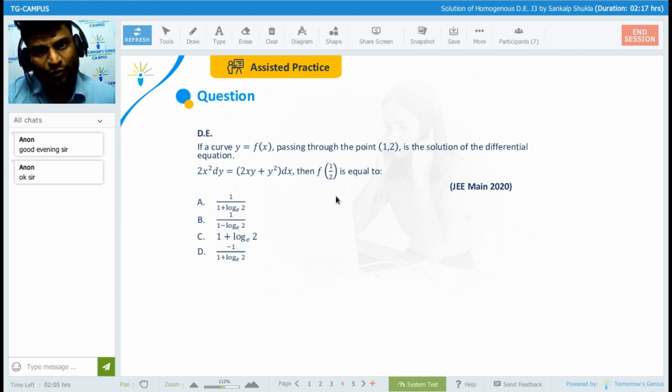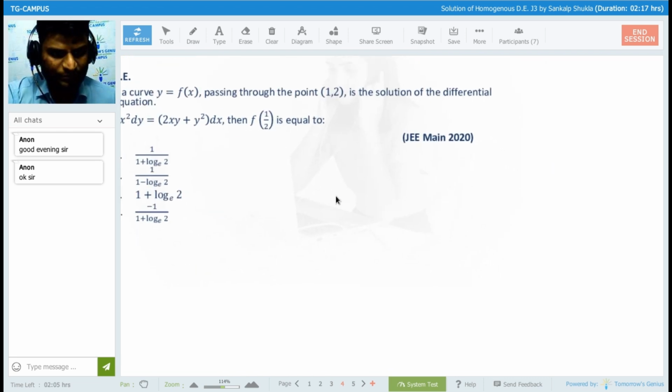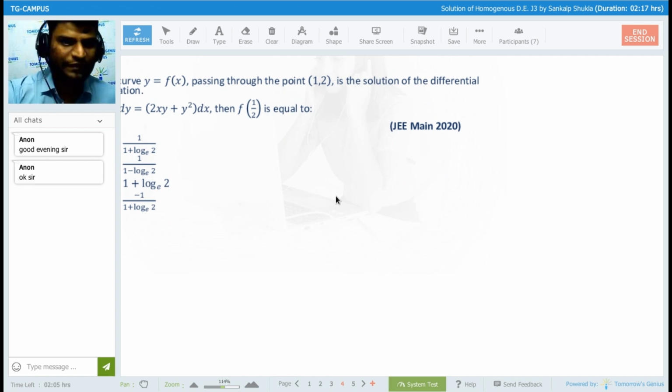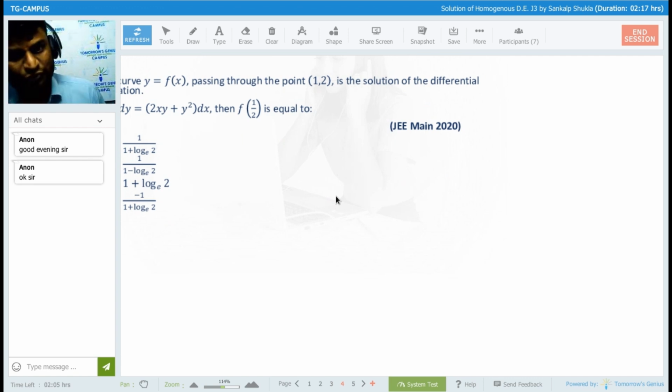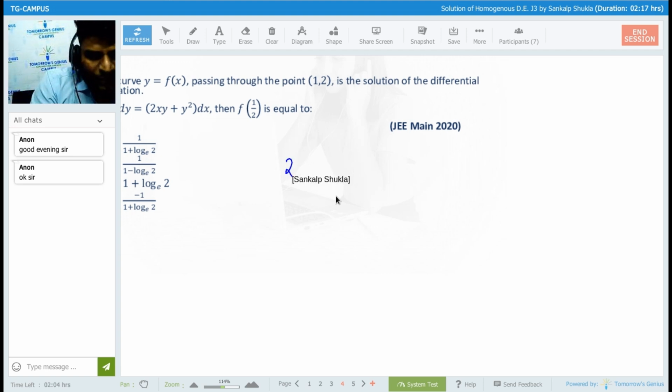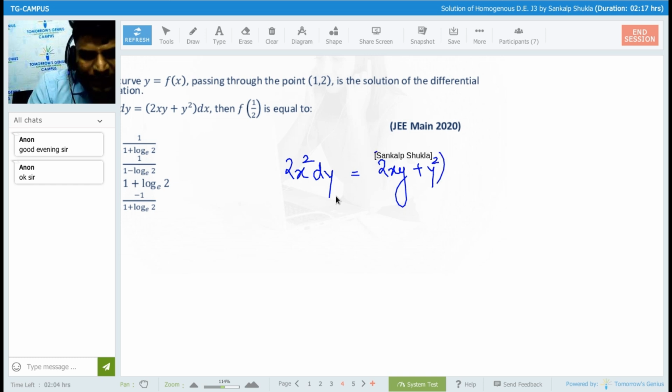I'll explain with the help of one example. As you can see, this is a question: if a curve y equals f(x) passing through the point (1, 2) is the solution of the differential equation, this is the differential equation that is given to us: 2x squared dy equals (2xy plus y squared) dx.